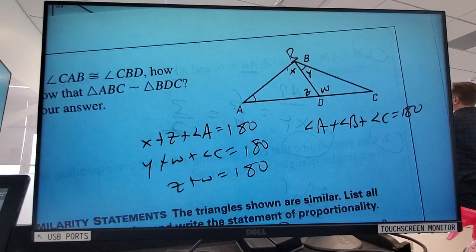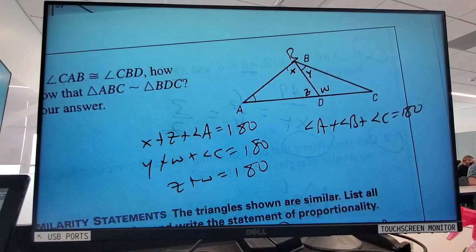To show two triangles are similar, I must show either all the angles are the same, or two sets of sides are in proportion and the angle between them is the same, or at least two angles are the same between the two triangles. Technically, they already tell you that.